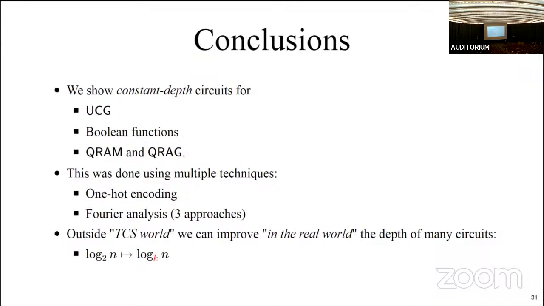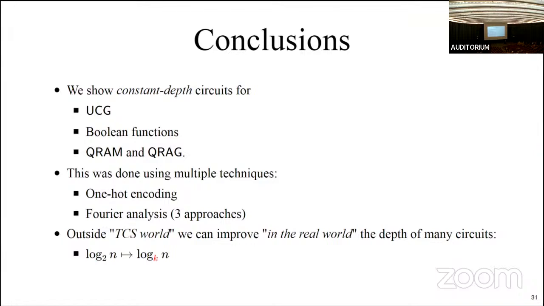Oh, perfect. So in this talk, we propose 2 types of constructions for constant depth circuits for uniformly controlled gates, which as a subcase encompasses Boolean functions, and a subcase of that involves QRAM, not QRAG, but QRAG can be done using the first encoding. And this was done as a one-hot encoding and Fourier analysis with 3 expansions.